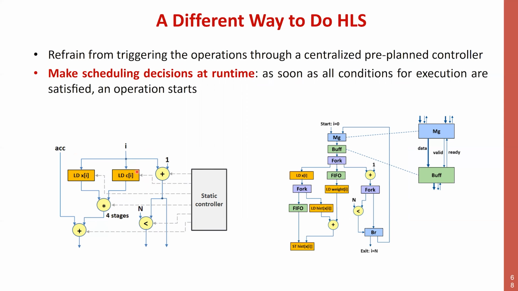And what we want to have is a circuit where there is not such a controller, but where decisions are taken locally depending on availability of data. So like here, there will be a communication that is done that is based on handshaking, on the availability of data that will trigger the advancement of computation.